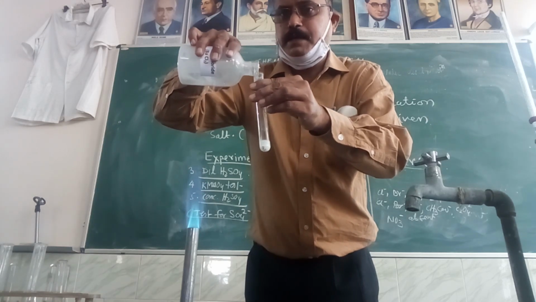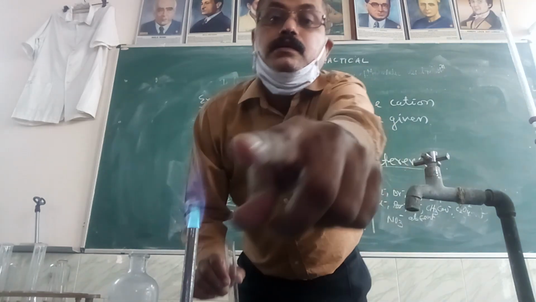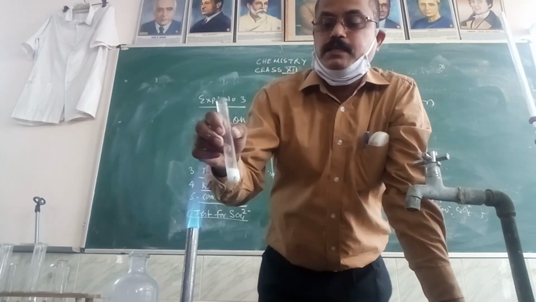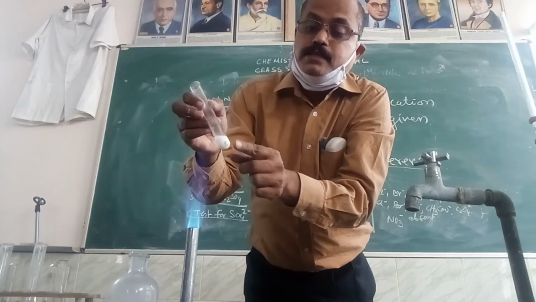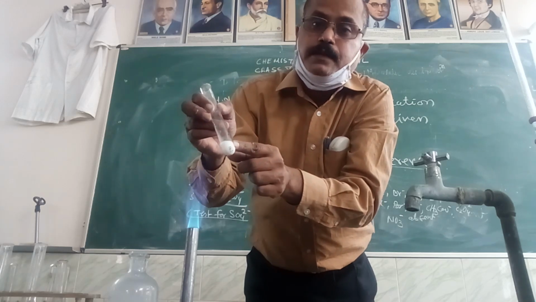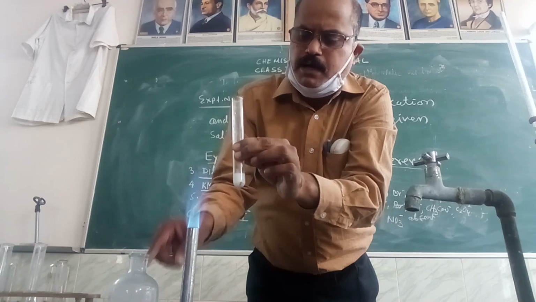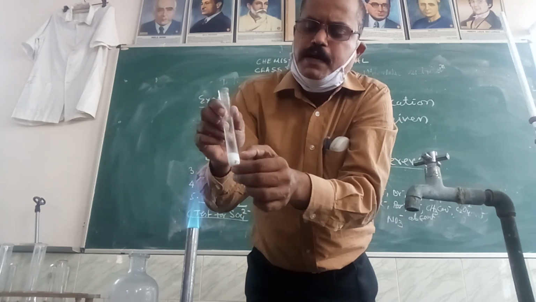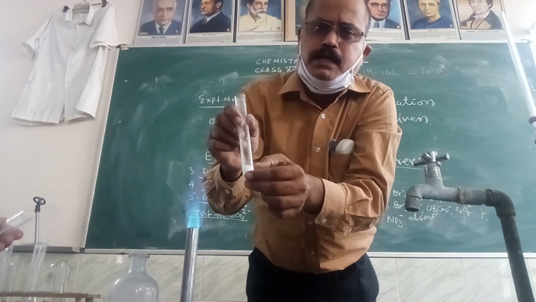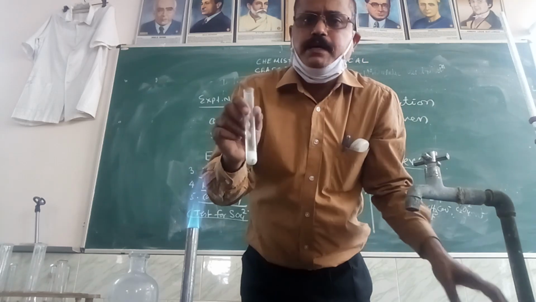Do you observe any change? Yes, you can see a white precipitate is formed. Actually, sulfate salt will react with barium ion to form barium sulfate. This is the precipitate of barium sulfate, which will be insoluble in conc HCl. If we add conc HCl, it will be insoluble.